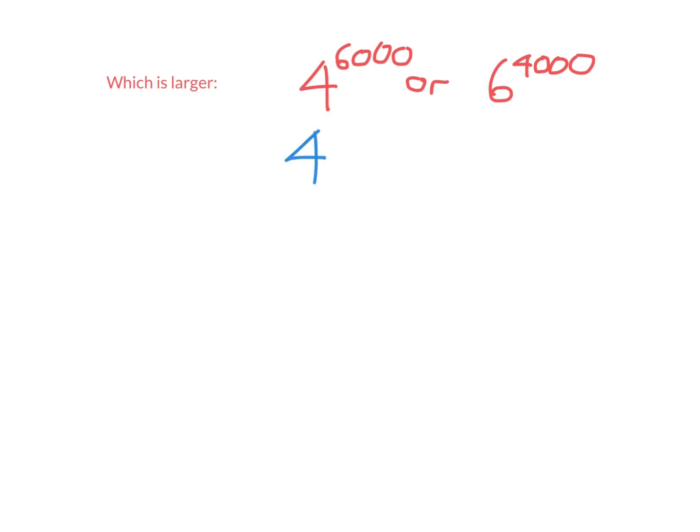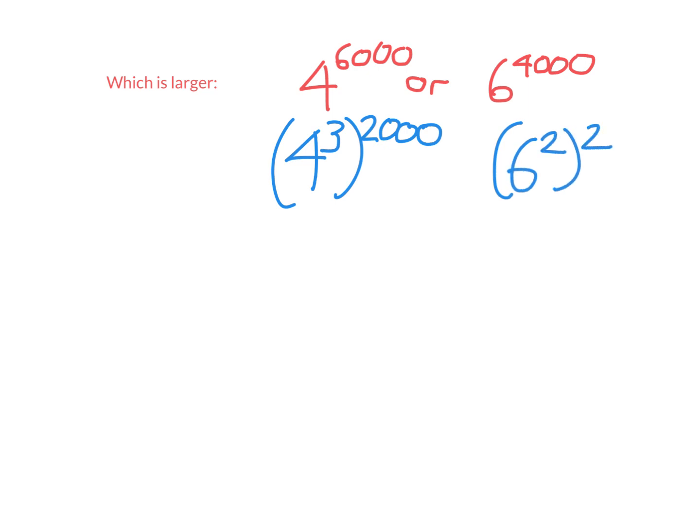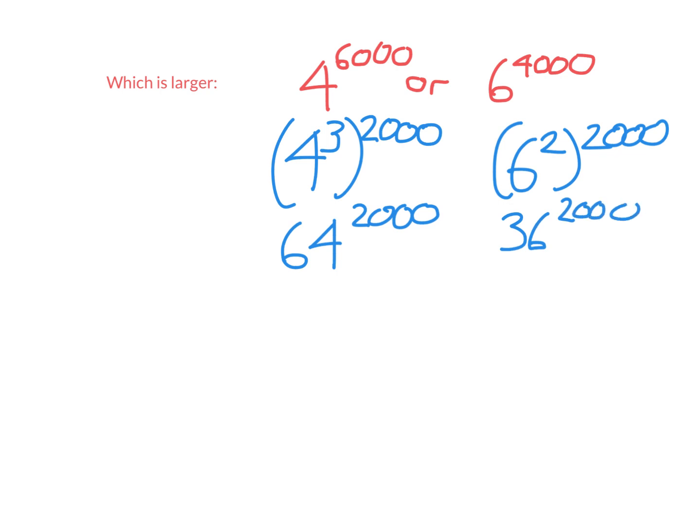So I can write 4 to the power of 6,000 as 4 to the 3, to the power of 2,000. Because of the power to a power rule, this is 4 to the power of 3 times 2,000. Similarly, this one I can write as 6 to the power of 2, to the power of 2,000. Because of the power to a power rule, I would keep the same base and multiply these together. Now, note that 4 to the power of 3 is actually 64. 4 times 4 times 4, not 12, it's 64. 6 to the power of 2 is only 36. It's 6 times 6.